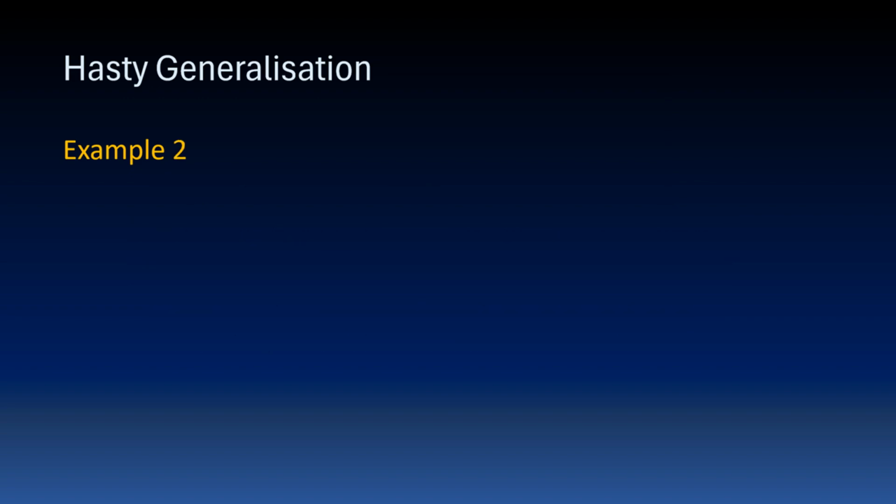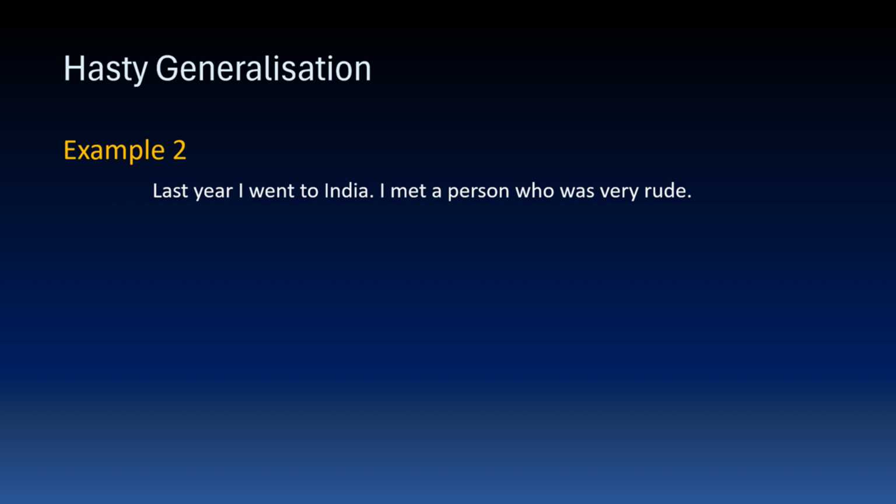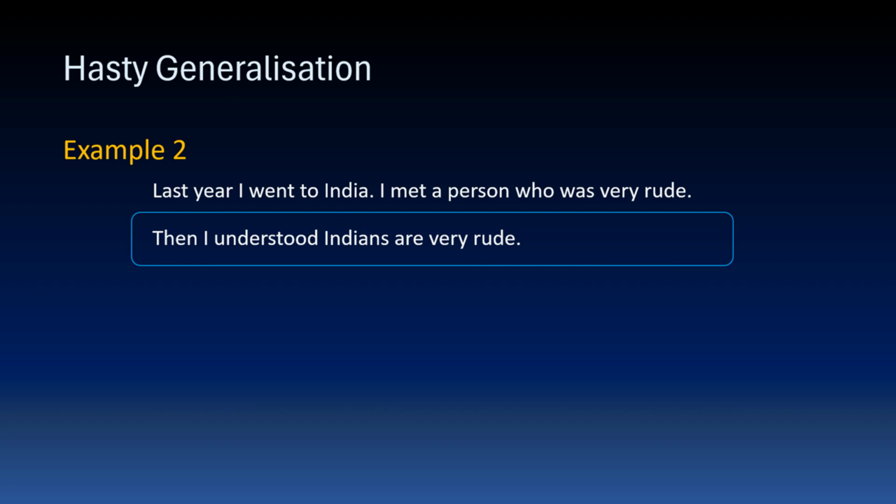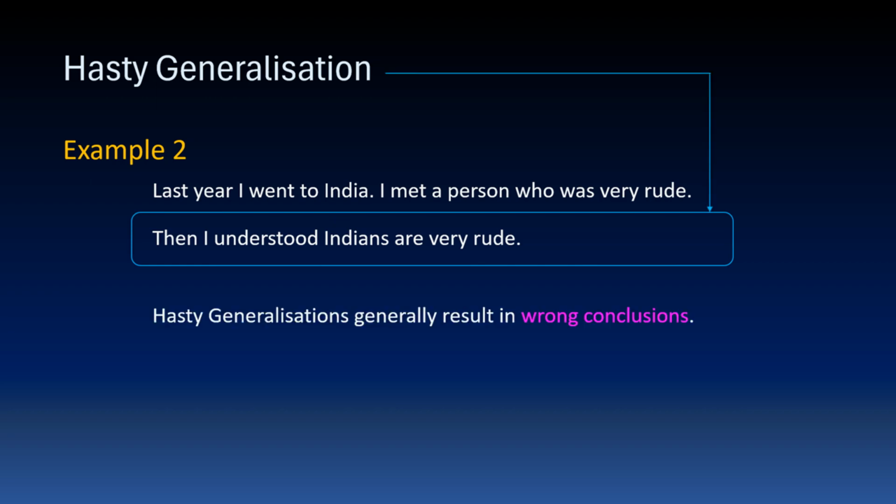Example 2. Last year I went to India. I met a person who was very rude. Then I understood Indians are very rude. This is also a wrong conclusion. Just because some Indian is rude with you, you cannot conclude that all Indians are rude. Conclusions of this type are called hasty generalizations. Hasty generalizations generally result in wrong conclusions because they are based on limited evidence.